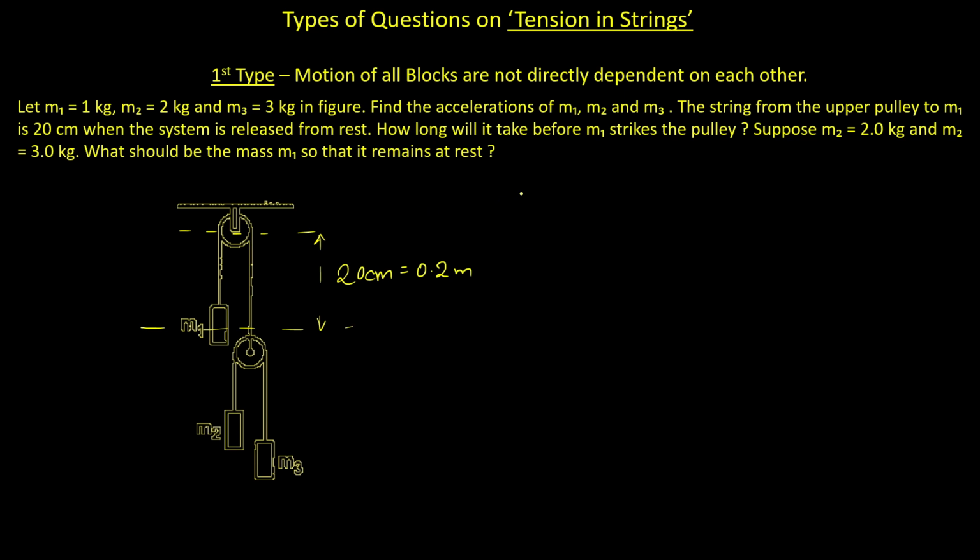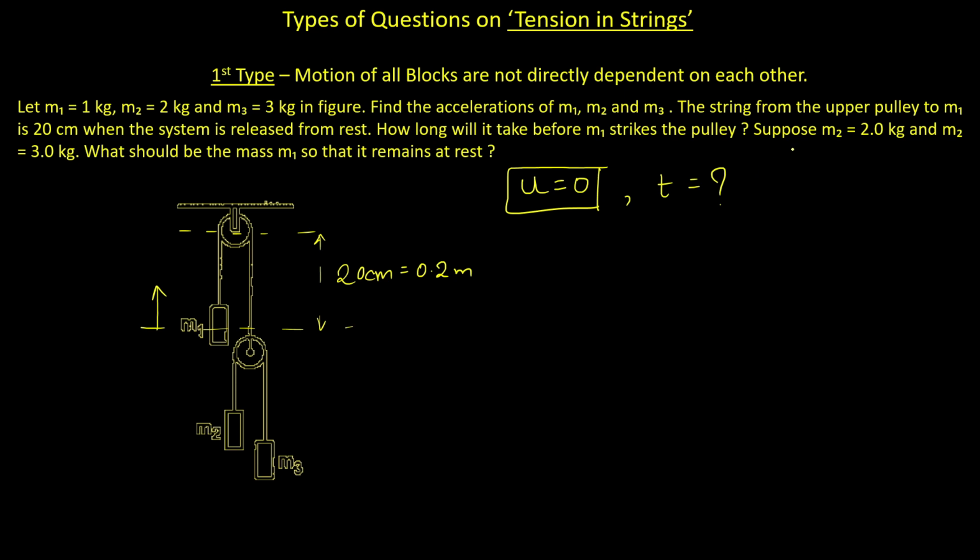Since this system is released from rest, so U is equal to 0. Initial velocity of block M1 is 0, as I have told many times. Now, how long will it take before M1 strikes the pulley? That is the first question. We need to find the time before M1 strikes the pulley. Now, when M1 is going to strike the pulley, when this M1 is going to move in this direction, that is, the acceleration of M1 is in the upward direction, then only it is going to strike the pulley.